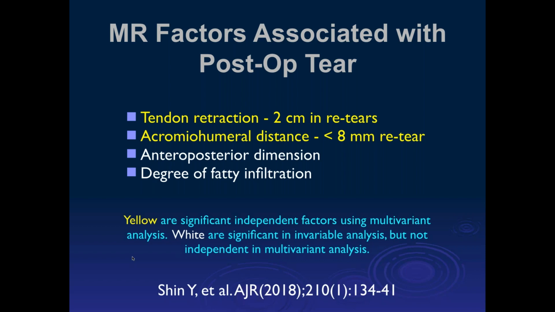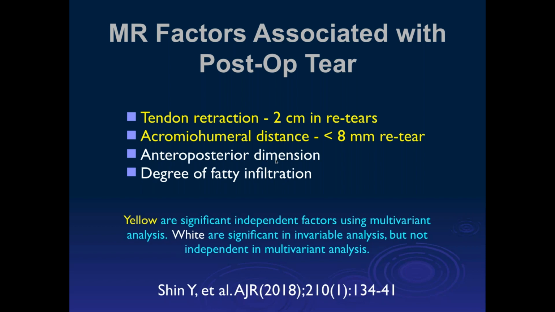So factors associated with a tear after surgery: if the tear is retracted more than 2 centimeters, that's a poor prognosis. The acromiohumeral distance less than 8 millimeters, which would typically be on plain films. On MR scan, you can see the superior migration, and then the degree of fatty atrophy. And what they found is that these two are really independent factors. The actual degree of fatty atrophy was not an independent factor in this particular paper that was recently published.